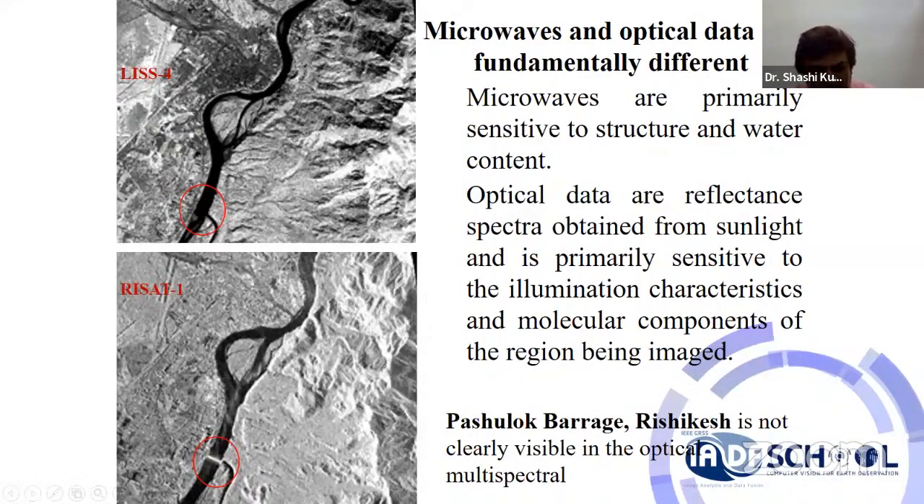Now here what you are going to see, just see the encircled area. This is Pashulok barrage. Now this barrage is not visible in the one band of the optical multispectral data set. Why? Because the color of the barrage is completely merged with the background water. So this is not visible. But the structure of the barrage is entirely different from the structure of the water body, and the electrical properties will also be different.